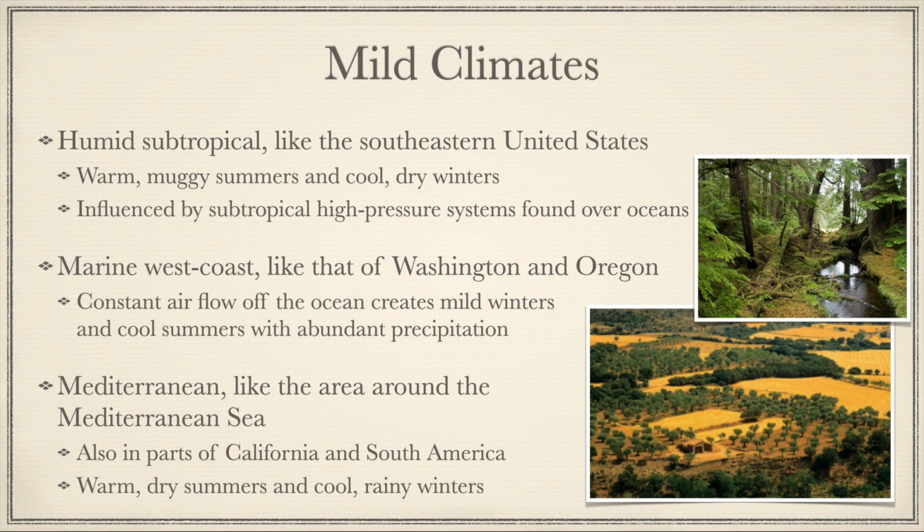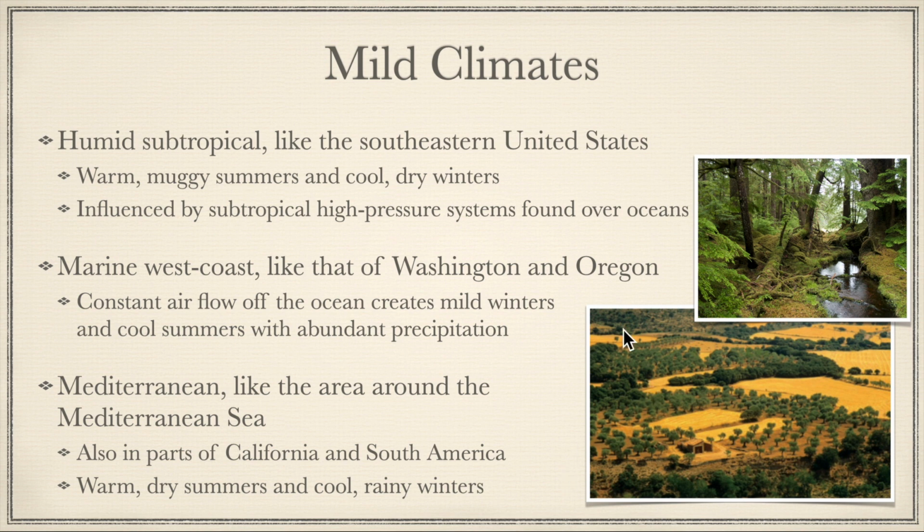Then we have mild climates. Humid subtropical climates, like that in the southeastern United States, like Florida and Georgia. These have warm, muggy summers and cool, dry winters. These are influenced by subtropical high pressure systems found over the ocean. These are maritime air masses that move in and bring a lot of moisture with them.